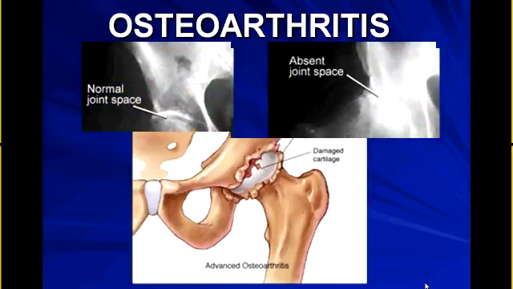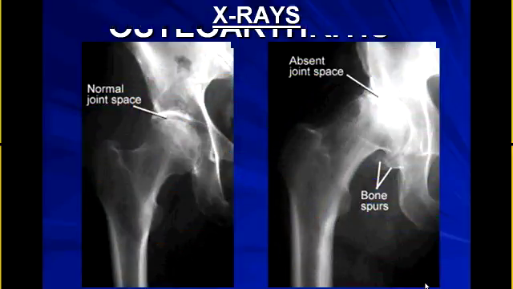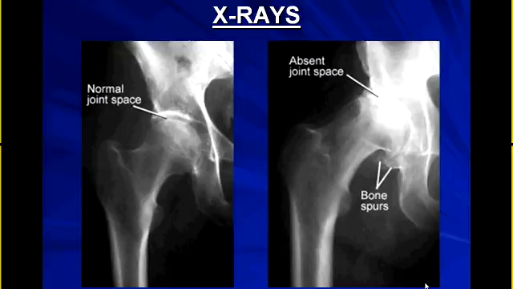On x-rays, we see the classical findings: the white sclerotic line, which is the change in the bone, the narrowing of the joint space, and osteophytes on the edges of the acetabulum. On the x-ray they're labeled as bone spurs. Those are called osteophytes.